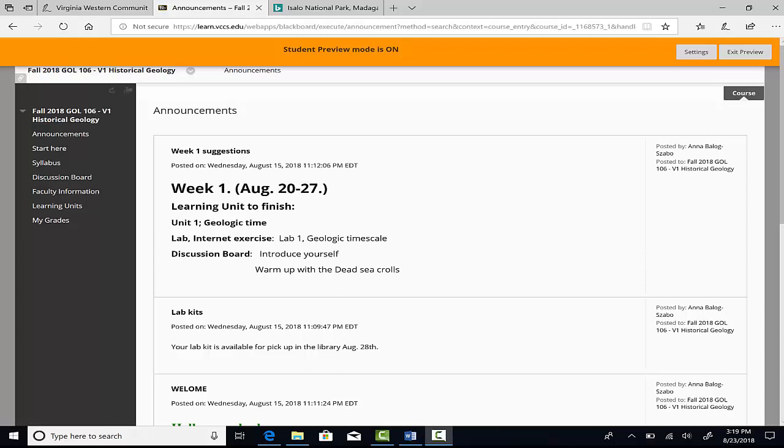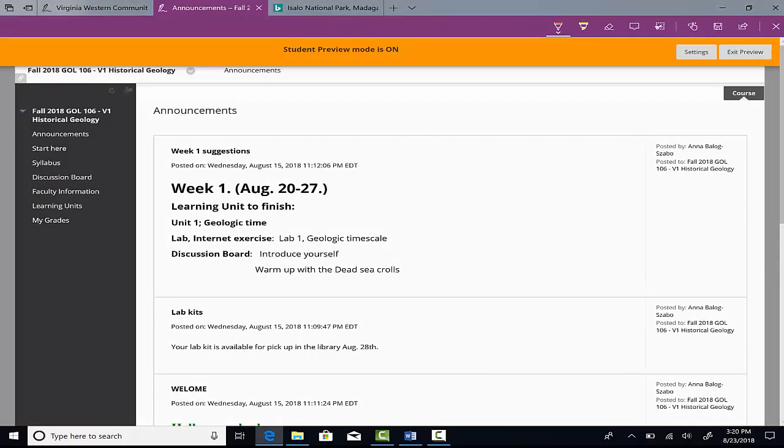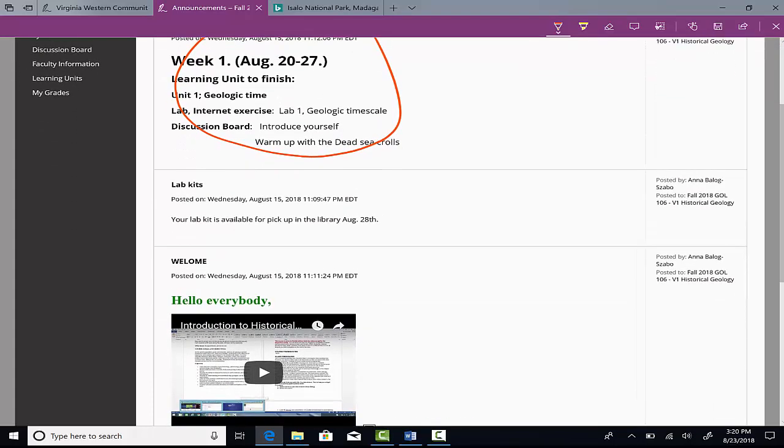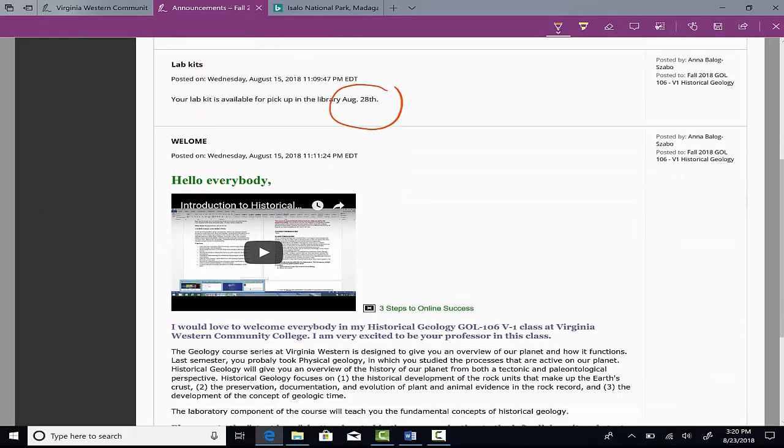So every time you open Blackboard, it's going to open up in the announcement page. On the announcement page, you will always have the weekly suggestion. And so far, I put up that you should pick up your lab kit starting next week. And I have my welcome note right here. You can see that there is already a video here, which I did previously, but I'm making this one, so I will replace that here.